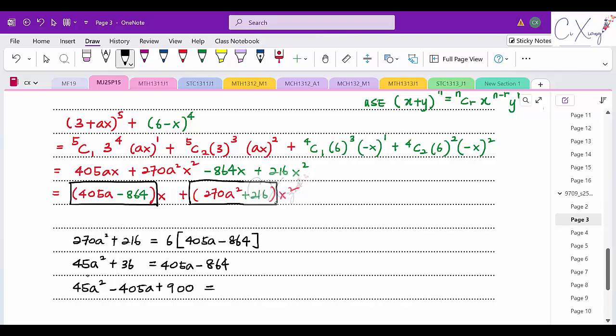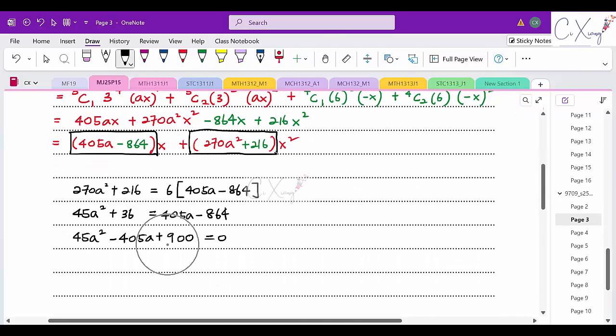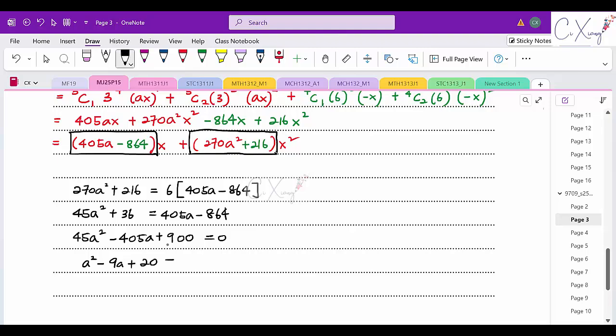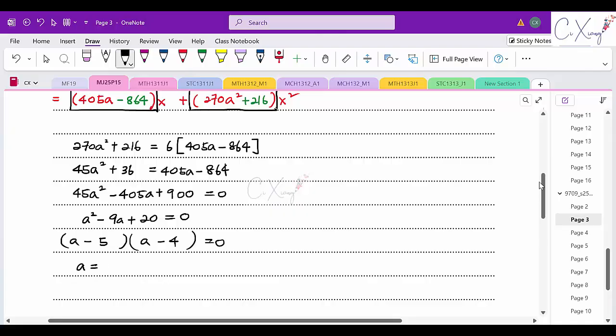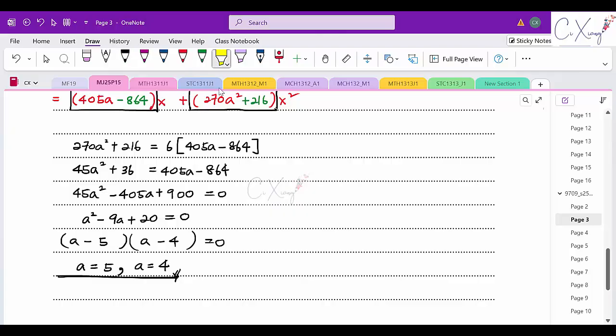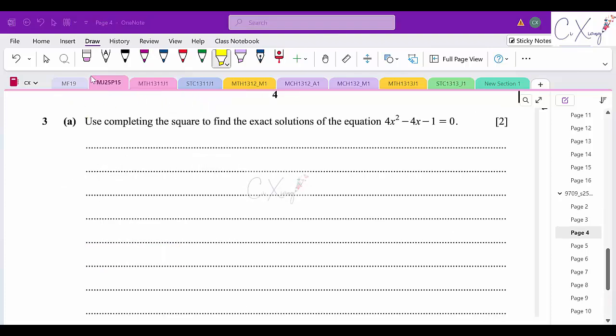So basically, I try to group everything on the left and I get the quadratic equation. I think I can still further simplify it. And from here, to solve the quadratic equation, we are using the technique that we learned earlier where we can try to factorize them. After that, you'll be getting the value of A. So there are two values for A. A can be equal to 5 or A can be equal to 4. Right, so this is how we solve question number 3.